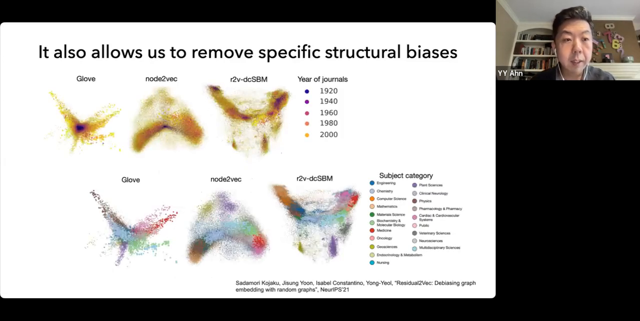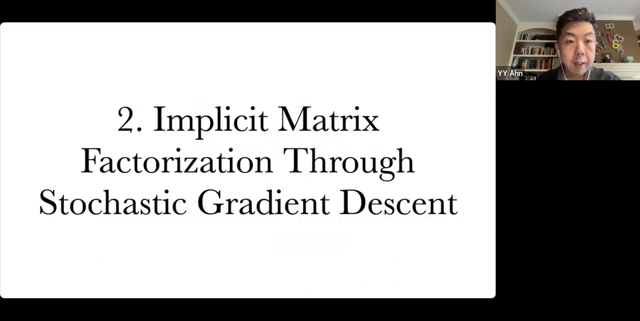We showed that if you actually do that, it tends to produce an embedding space where temporal information is largely irrelevant, and then it works much better at predicting many things. Yeah, so you can read our paper. It was published in NeurIPS a couple of years ago.